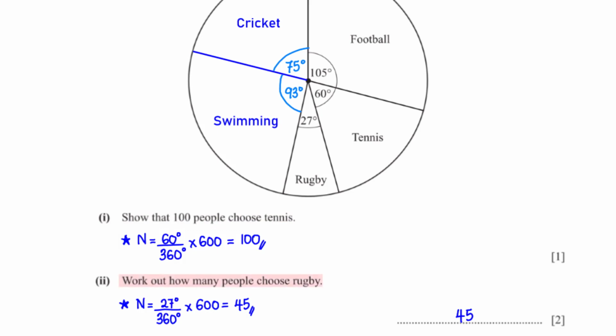Work out how many people choose rugby. The number of people who choose rugby is equal to the sector angle for rugby, which is 27 degrees, divided by 360 degrees times 600, which is equal to 45.